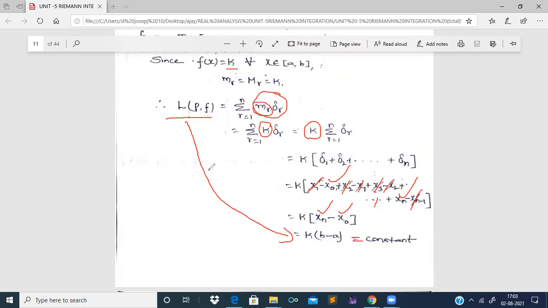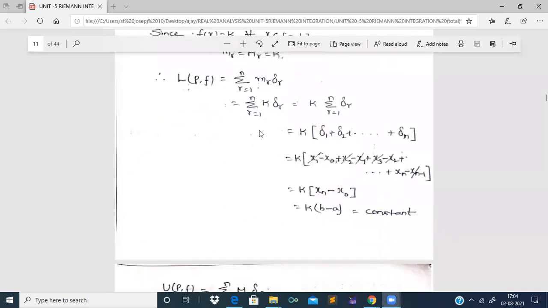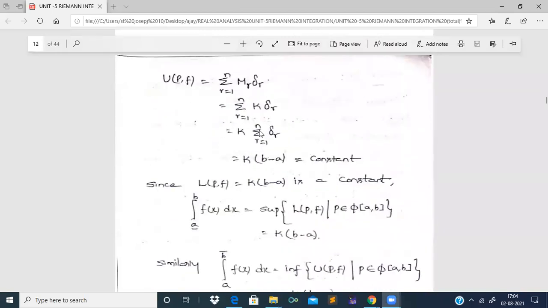So in this theorem, we have considered the lower Darboux sum, and as f(x) is a constant function, small mr value is k, right? So the lower Darboux sum is k into (b minus a). And next we have to consider the upper Darboux sum. Let us see what is the value of the upper Darboux sum.